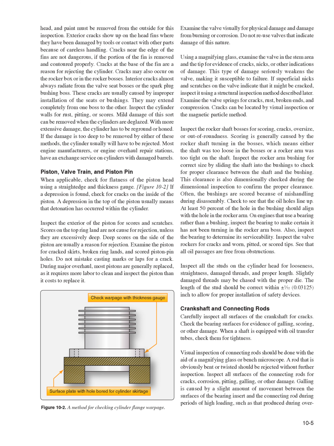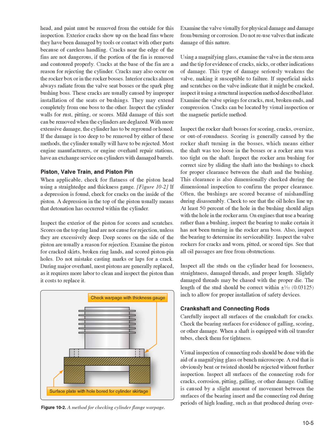Often, the bushings are scored because of mishandling during disassembly. Check to see that the oil holes line up. At least 50% of the hole in the bushing should align with the hole in the rocker arm. On engines that use a bearing rather than a bushing, inspect the bearing to make certain it has not been turning in the rocker arm boss. Also, inspect the bearing to determine its serviceability. Inspect the valve rockers for cracks and worn, pitted, or scored tips. See that all oil passages are free from obstructions.